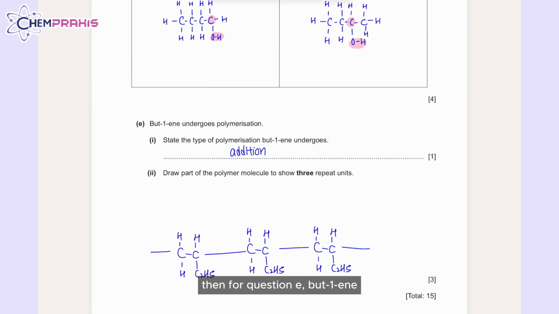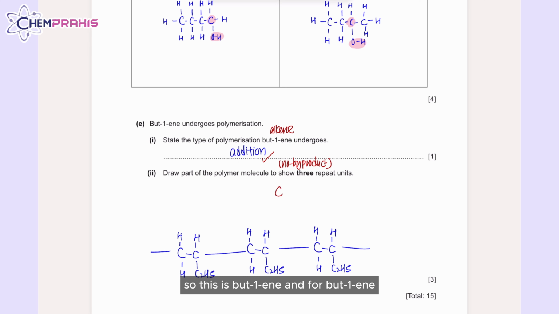Then for question E, butene undergoes polymerization. State the type of polymerization butene undergoes. Usually for polymerizations that involve alkenes, it is addition polymerization. For addition polymerization, usually there is only one product, or you can say there are no byproducts. And draw part of the polymer molecule to show 3 repeat units.